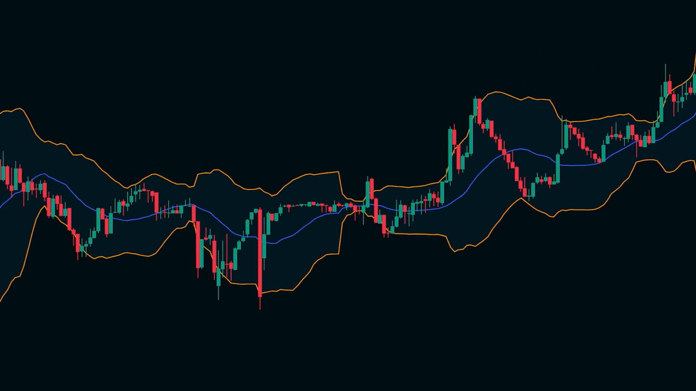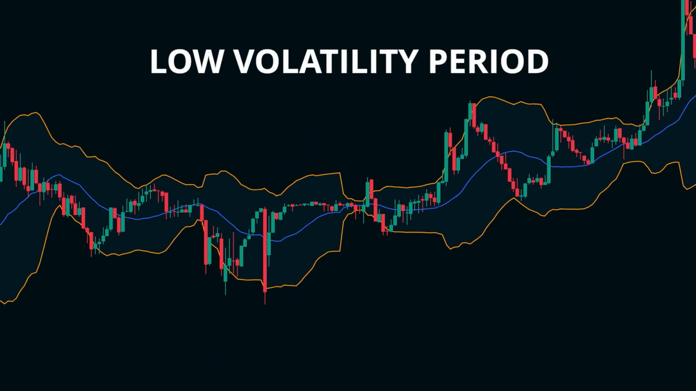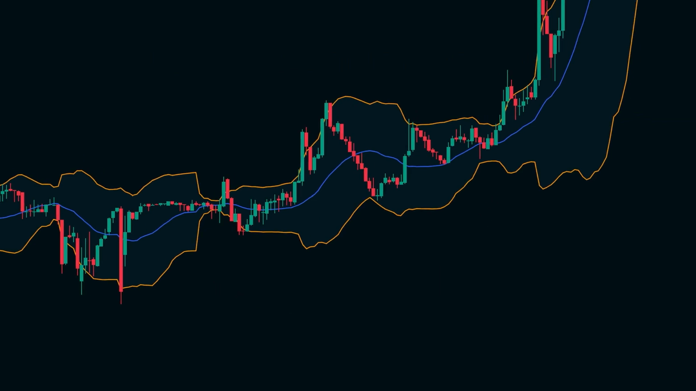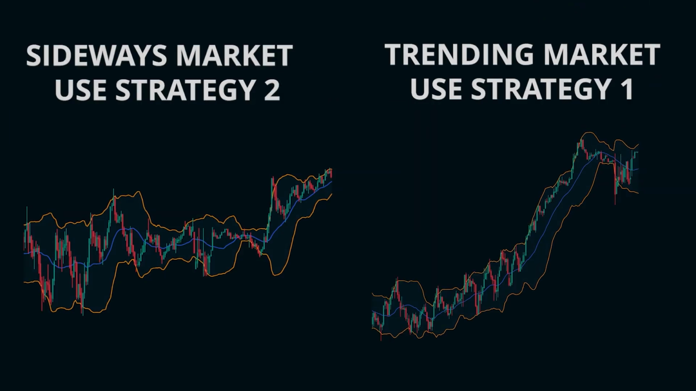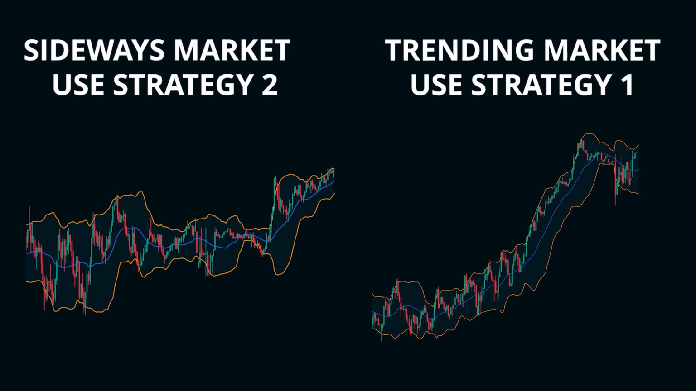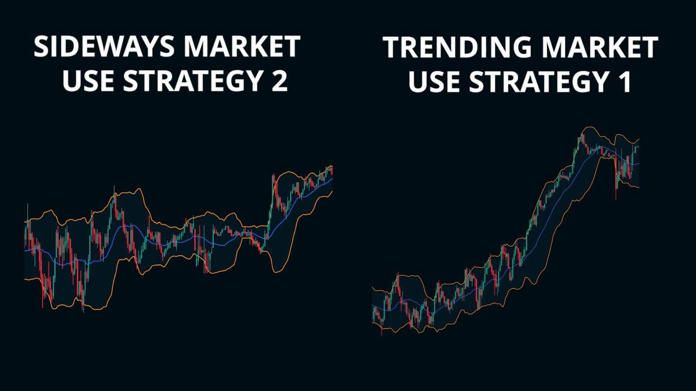When the bands squeeze into a narrow range, the market is in a low volatility period. A significant move always follows. We position ourselves for the breakout before it even happens. This strategy is designed specifically for sideways, non-trending markets, the exact conditions where strategy 1 doesn't apply.